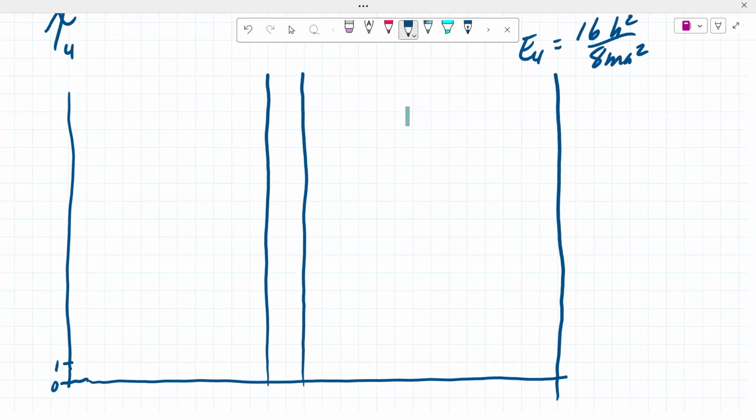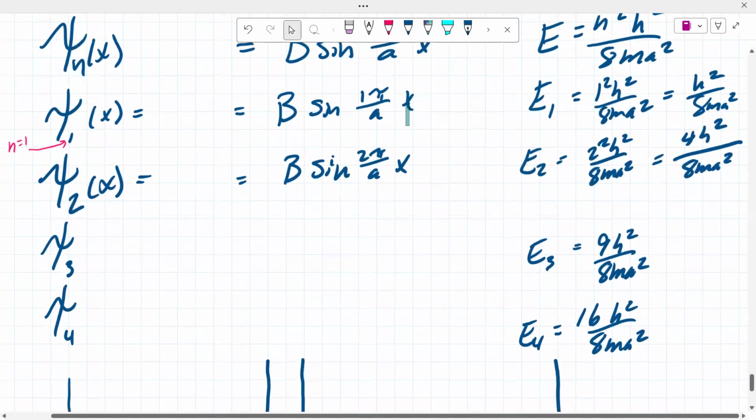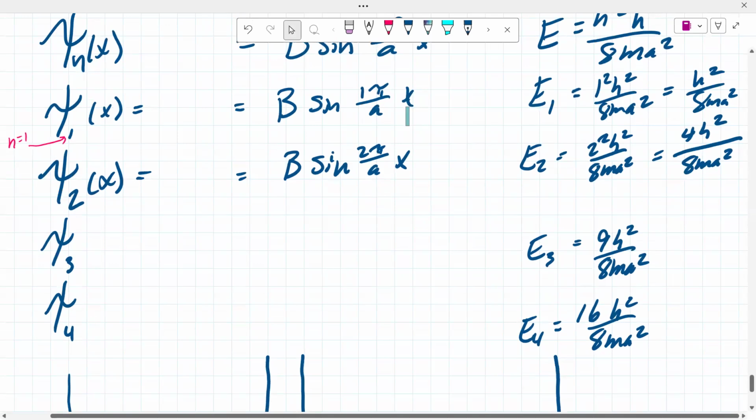Not exactly the same width, but we'll pretend. Okay. 2, 4, 6, 8, 10, 12, 14. I need to go all the way up to 18, 16, 18. All right, so this is maybe a little taller than I need it to be. Okay, and this is gonna be in units of h squared over 8ma squared. So what we're going to see is we have just solved for our energies over here, and we see that we have these falling at some specific numbers.